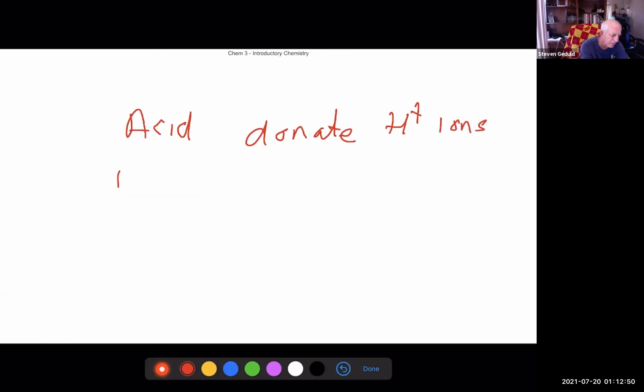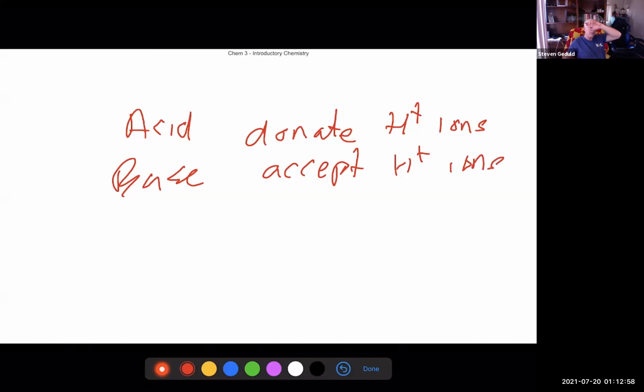Another definition of an acid is what's called the Bronsted-Lowry definition. An acid, okay, donates H+ ions, which is what the other one did. And a base accepts H+ ions. Slightly different destination, but they can do the same thing.